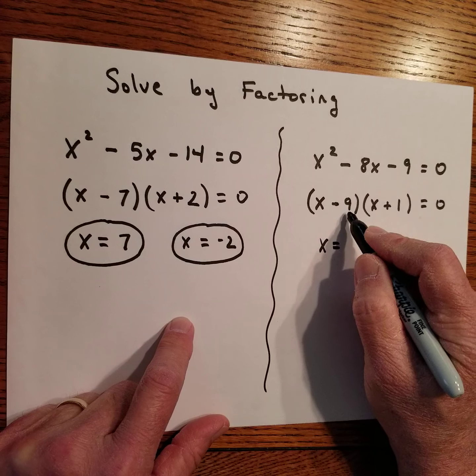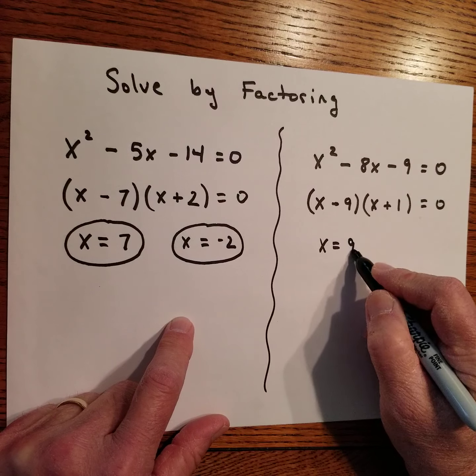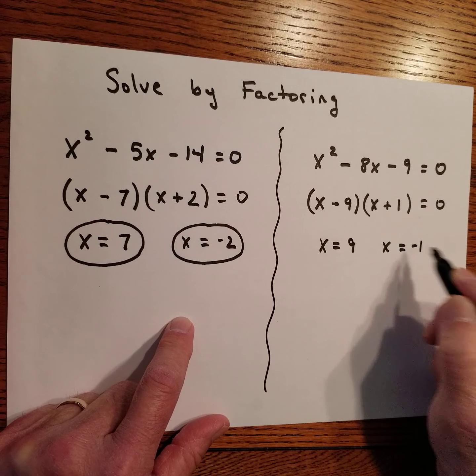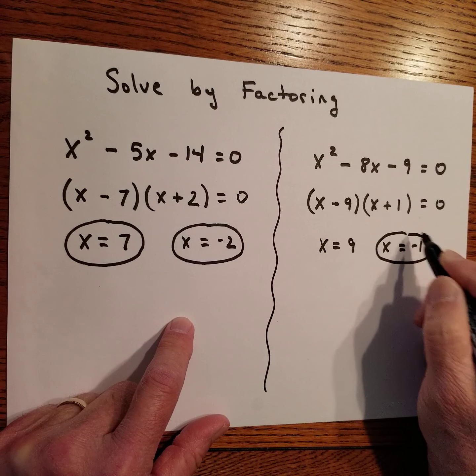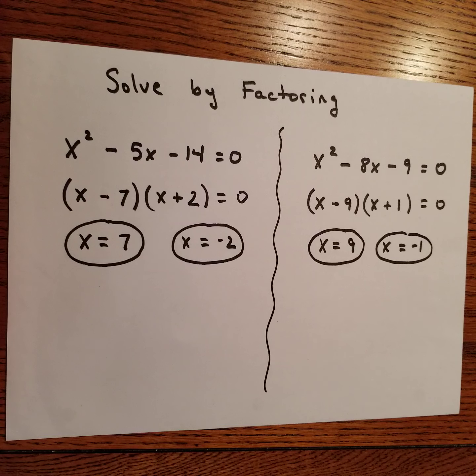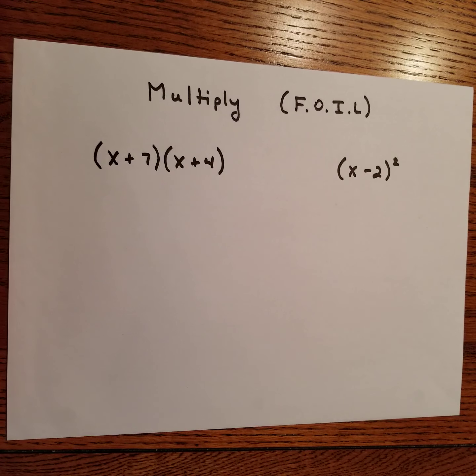For my two solutions, move the -9 to the other side of the equal sign. Move the +1 to the other side of the equal sign. You'll need to be able to solve by factoring in order to do the application problem that's coming up soon.